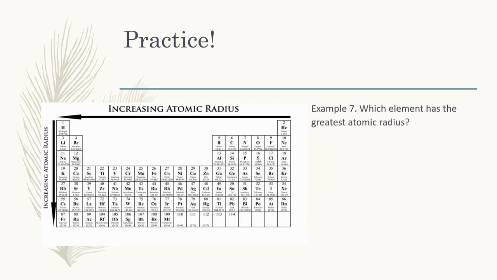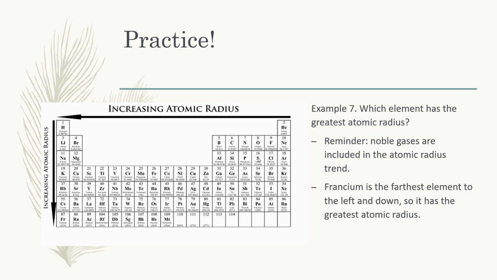Now we're looking at atomic radius, and atomic radius switches. It increases going to the left and down. So we don't really have to worry about noble gases, but it's just good to note noble gases are included in the atomic radius. So if I did say, hey, which of the noble gases has the greatest atomic radius? That's a valid question. But for this, we're just looking at the left side of the periodic table. So we're looking to the left and the bottom, which would mean francium, farthest element to the left and down, so it has the greatest atomic radius.